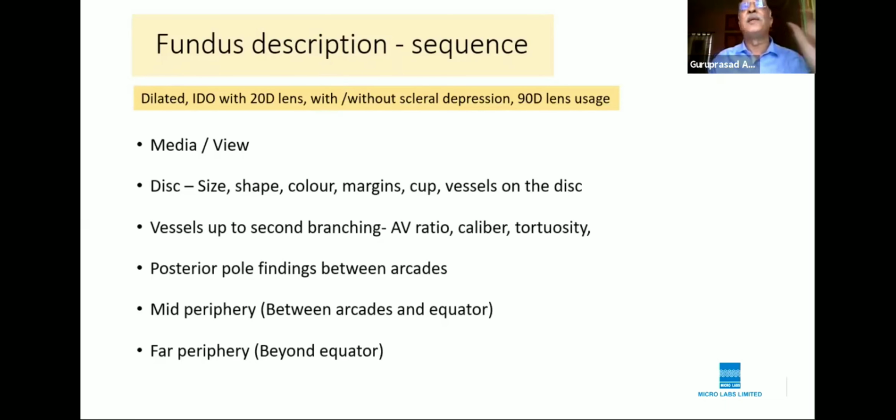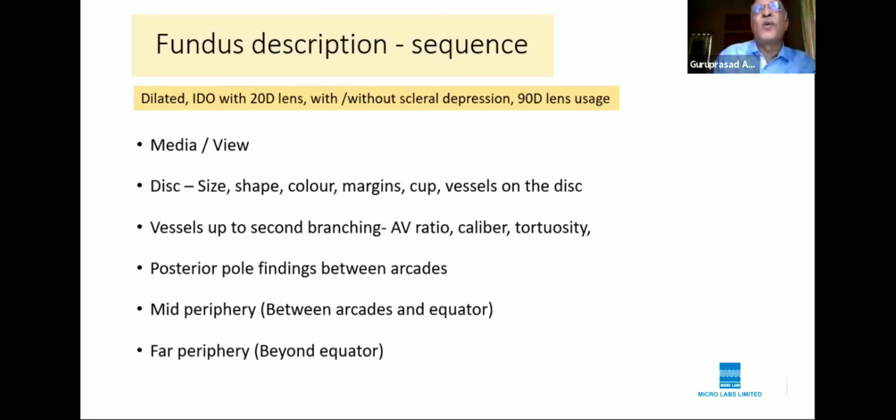Media again. When you say media are hazy, you have to tell which of the media. For example, it may be a corneal opacity, it may be lens opacity, it may be vitreous, or there may be some turbidity in the anterior chamber as well. So you have to be specific about media. And as I said, view of the fundus, whether it was good or not, has to be told, because if it is not good, then you might not be penalized for missing some findings.